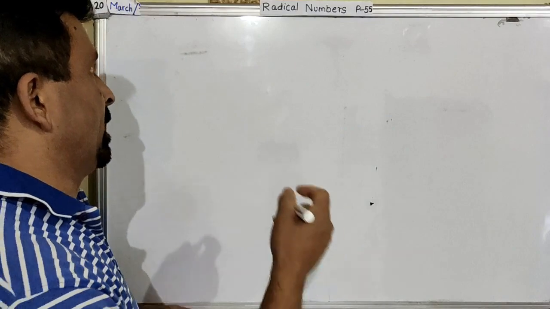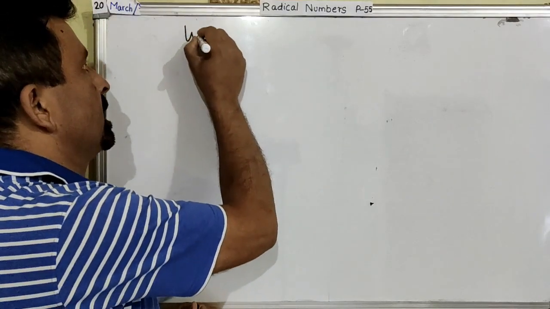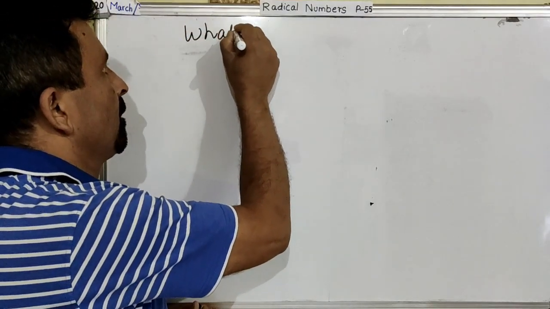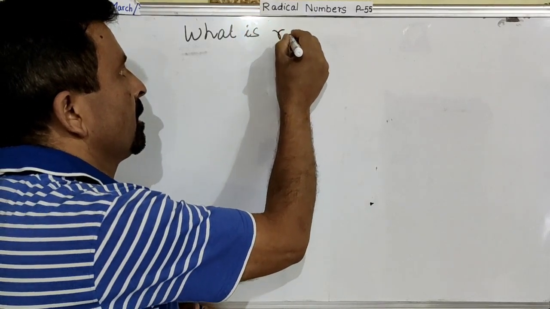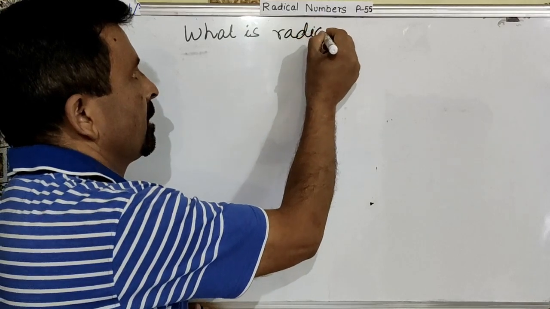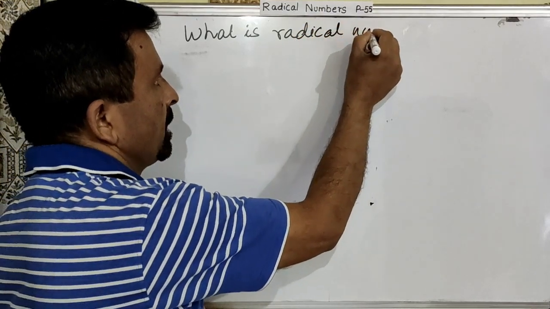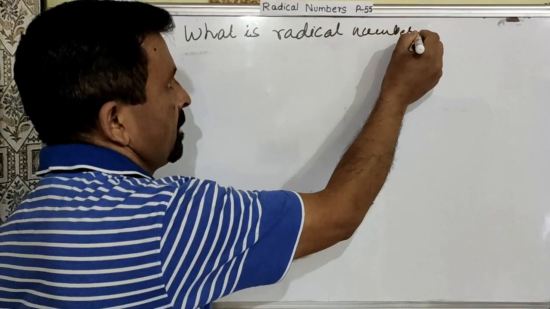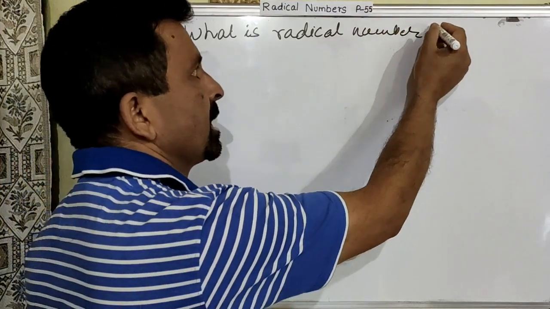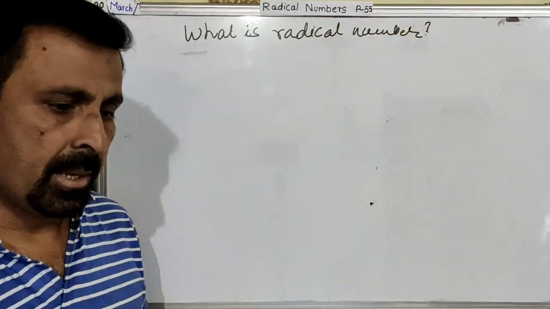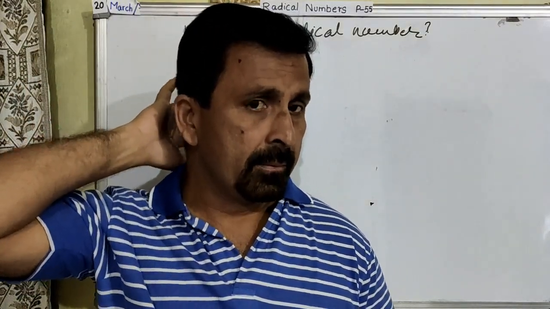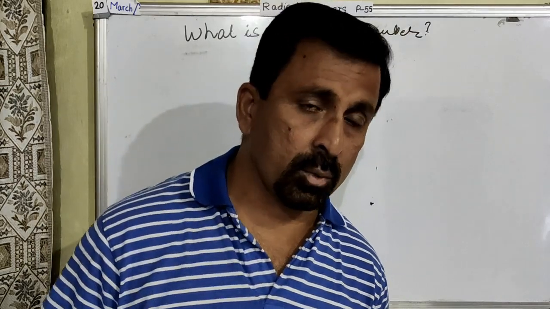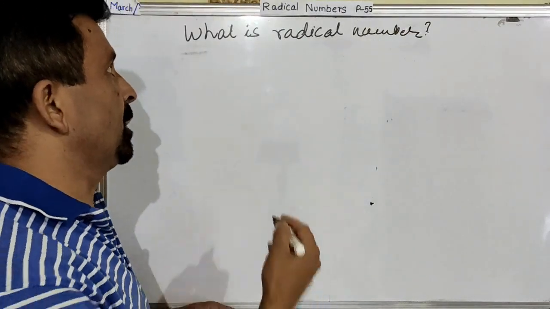First of all, we need to know what is radical number. This will be the first question today. Radical number, what is radical number? Okay, so it is a number, any number with root sign. With root sign is called as radical number.